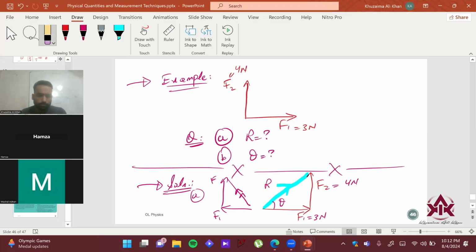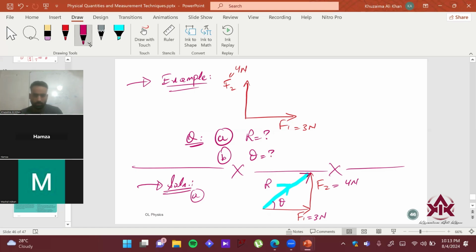Do we need to make a triangle in every question? Yes, you just have to follow the head to tail rule. The vector you form, its tail should touch the tail of one vector and its head should touch the head of another. If it is following this property, then you have made the correct triangle of forces and the resultant vector direction is also correct.